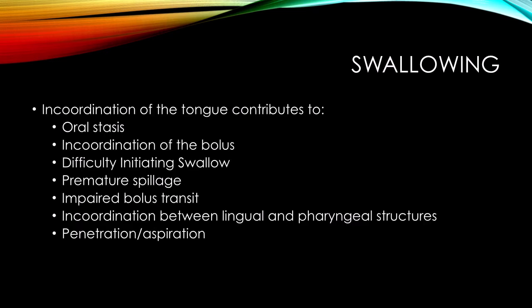Due to lingual control being affected and weakness of muscles in patients with ataxic dysarthria, the following characteristics are also common: oral stasis, incoordination of the bolus, difficulty initiating swallows, premature spillage, impaired bolus transit, incoordination between lingual and pharyngeal structures, and penetration or aspiration.